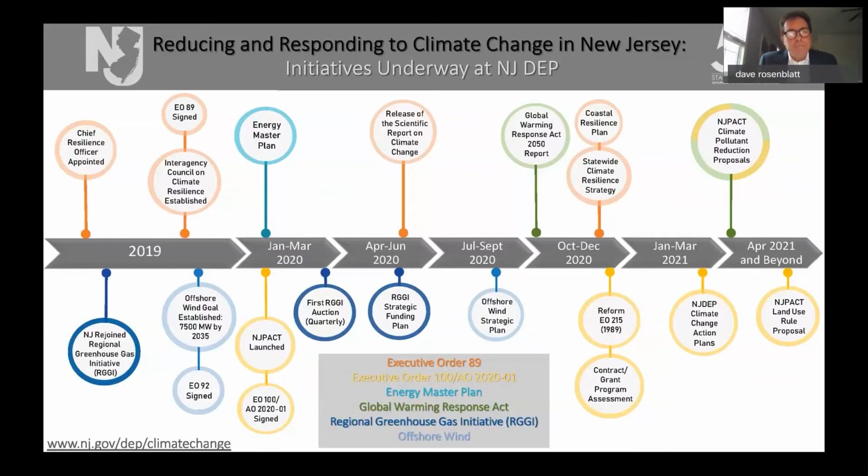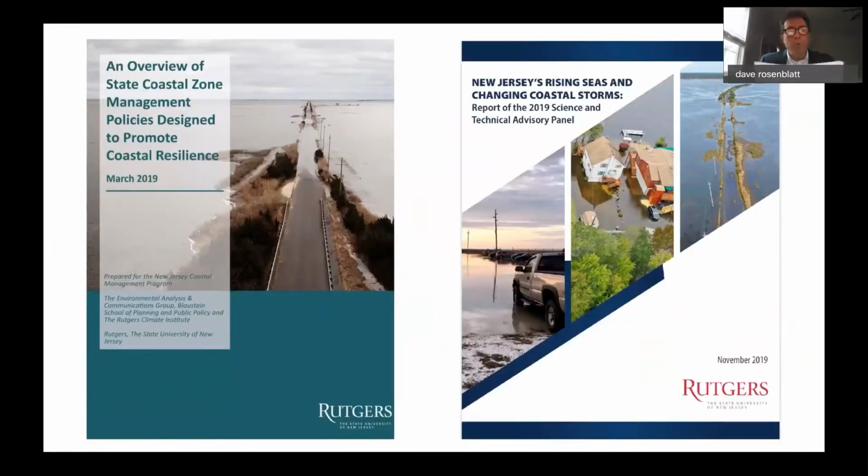And the purpose of this slide is to show you just how active the department is trying to reach the goals for greenhouse gas emissions and also adapting the state to the changes that climate change is going to bring. All right, so we did not have to start from zero. We were fortunate enough to have a relationship with Rutgers, who prepared two documents for us, very important as we started out evaluating climate change adaptation. One was this overview of state coastal zone management policies designed to promote coastal resilience. What were other states doing? We all had the same problem.